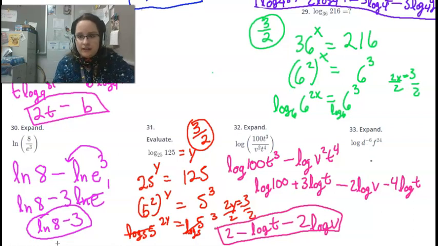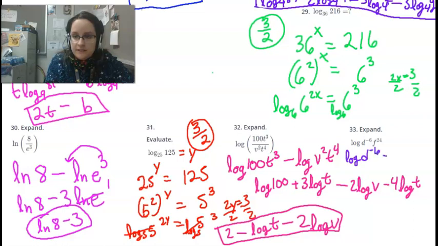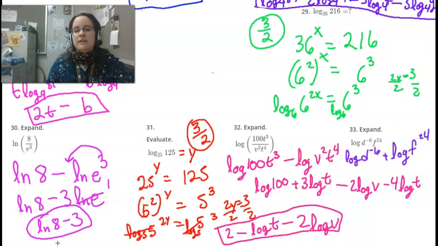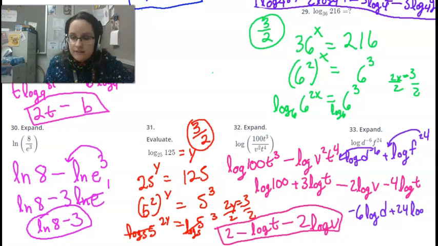And then for our last one in this video, we have expand log of d to the negative 6 f to the 24th power. So we'll change this into adding two logs together. Log d to the negative 6 plus log f to the 24th. We'll use our power rule to bring these exponents to the front. And then we have negative 6 log of d plus 24 log of f.